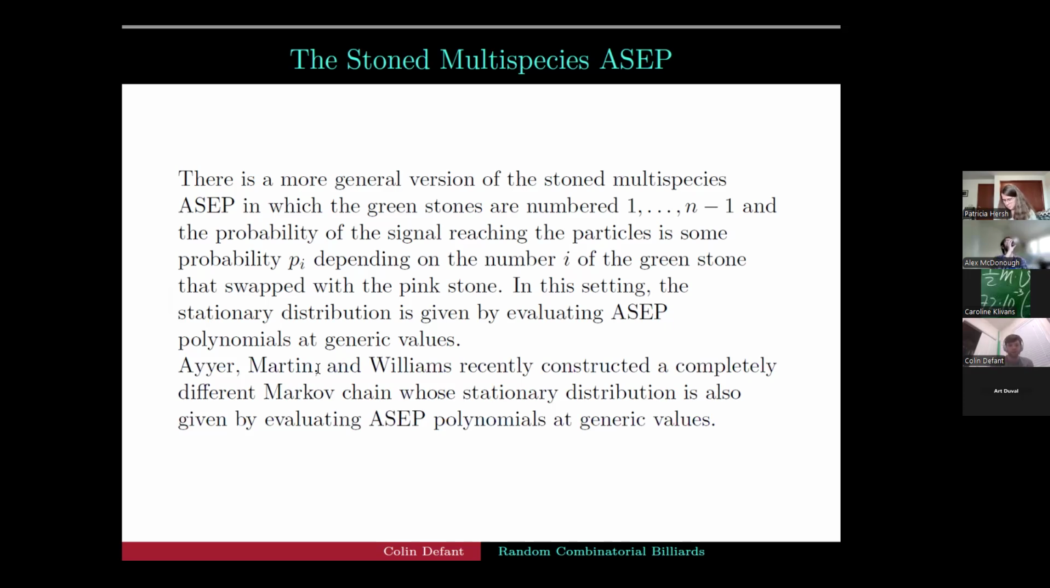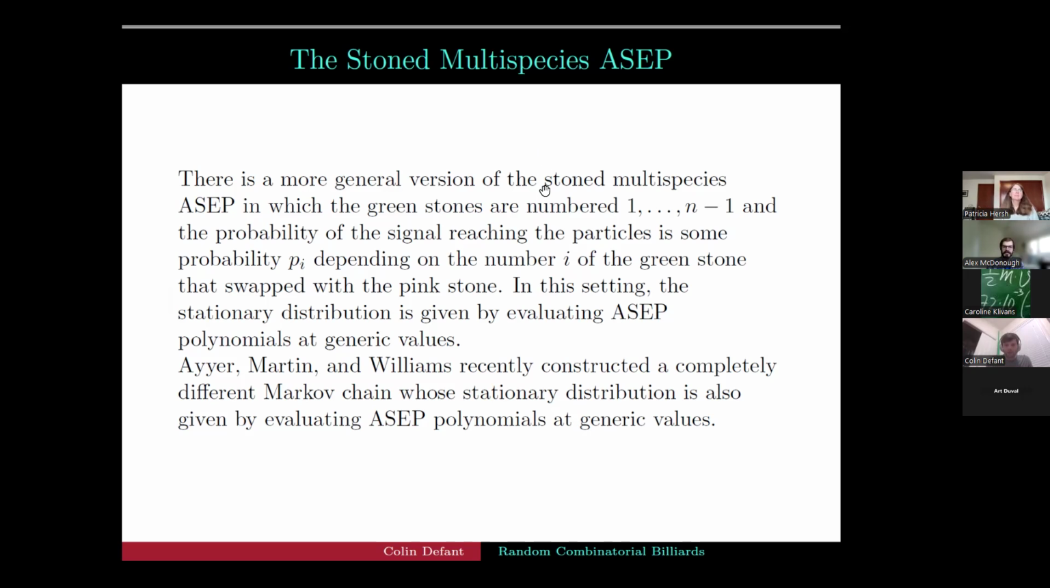So they construct some Markov chain where the stationary distribution is obtained by plugging in generic values into these ASEP polynomials. Okay, but their Markov chain is actually totally different from mine. So it's some completely different thing. So in some sense, I was answering the same question that they were answering, although I was led to this from this billiards perspective and stumbled upon this by accident. But they have their Markov chain, which they call the inhomogeneous T-push TASEP. So there are a lot of acronyms in this area. You just have to get used to it. But yeah, it's some Markov chain that has this property.